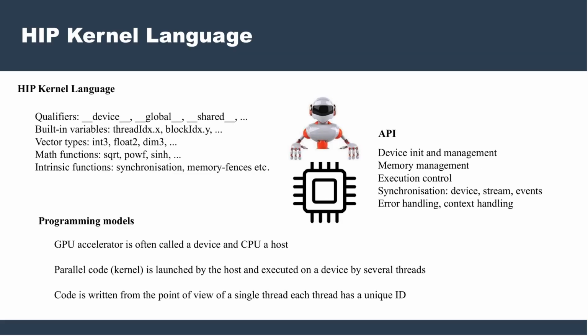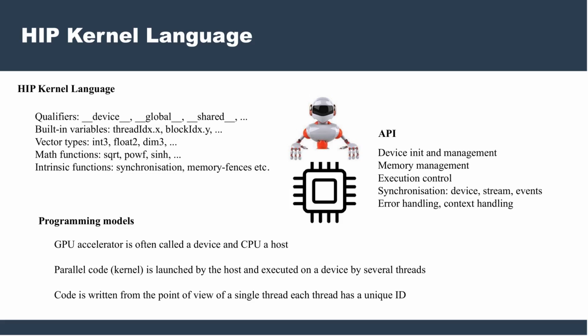HIP kernel language provides essential qualifiers like __device__, __global__, and __shared__ for defining kernel functions. Built-in variables such as threadIdx.x and blockIdx.y help in identifying thread and block indices. Vector types like int3 and float2 are used for data manipulation. Math functions like square root and powf, along with intrinsic functions for synchronization and memory management, are crucial for efficient parallel programming.